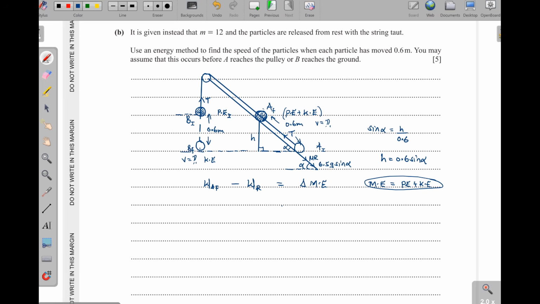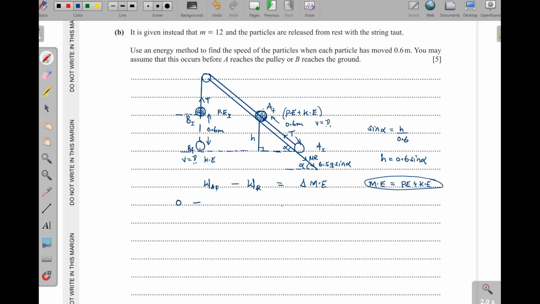Work done by the driving force. There is no driving force. It is not this mg, okay, that is driving this one down. No, it is not that one. It has to be an applied force there, okay? So this one is going to be 0.